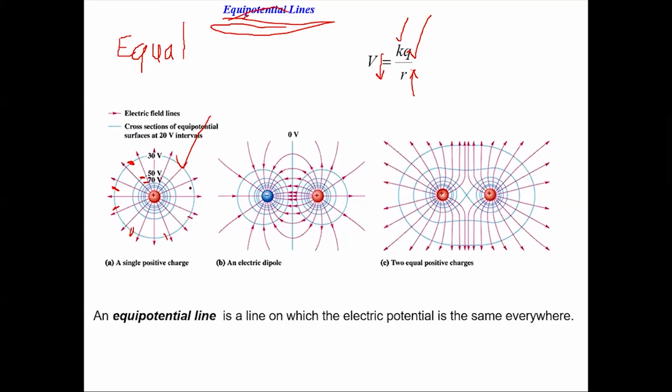Why? Because this circle is the same distance away from the center. As long as this R is the same, your potential remains the same. Because K is constant, and in our case, Q is fixed. We are not changing the center charge again and again. You're just changing the R, going away from the charge. Meaning for the biggest circle here, your potential is 30 everywhere.